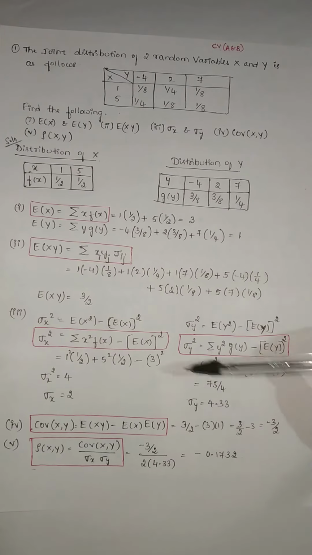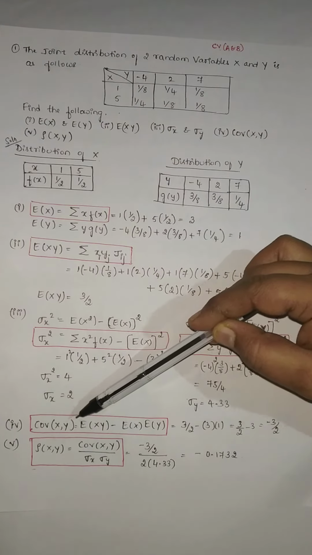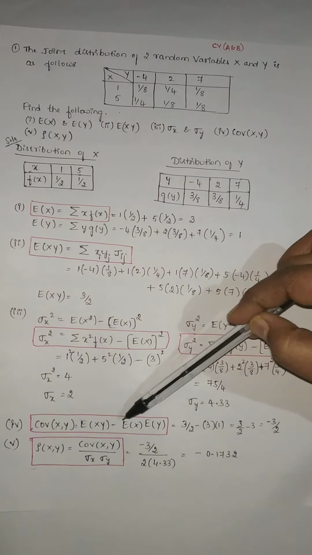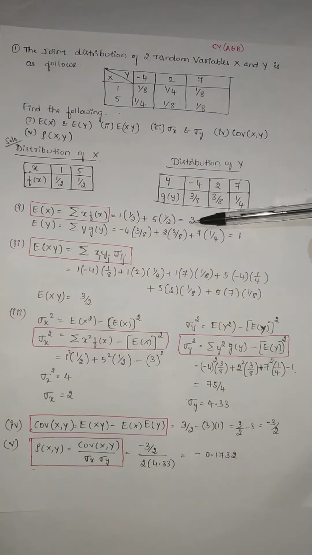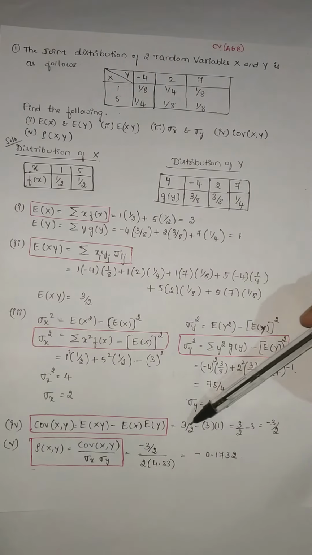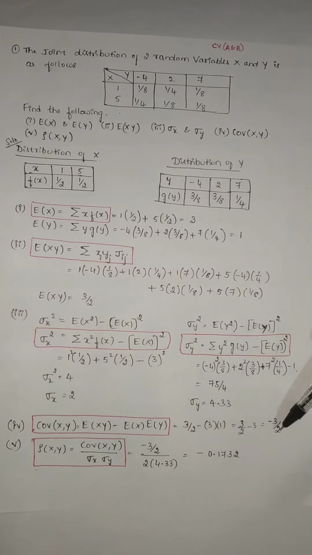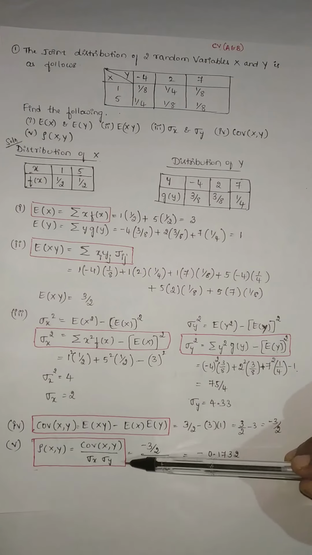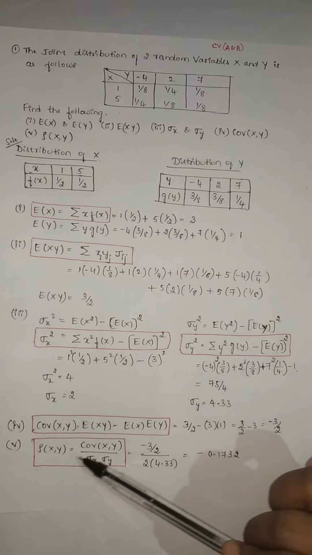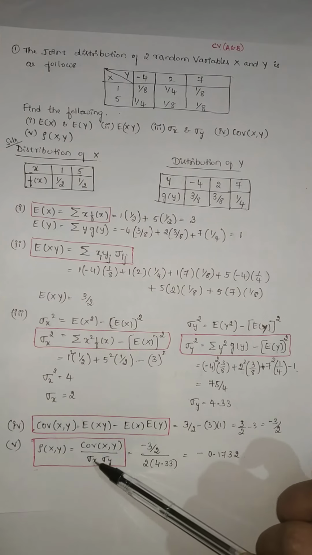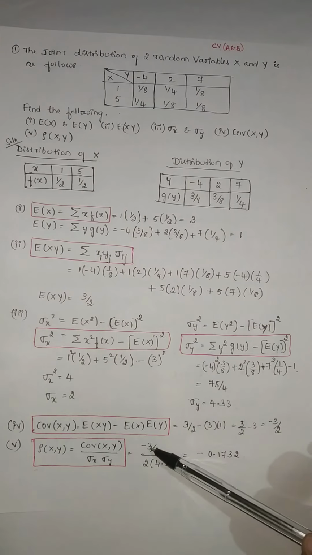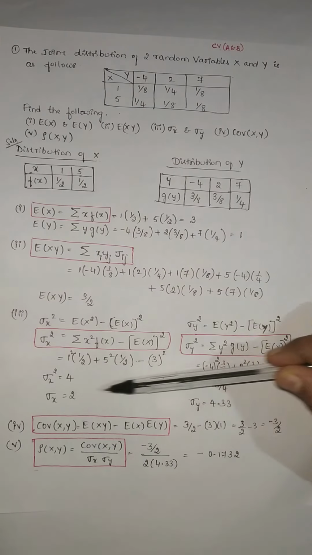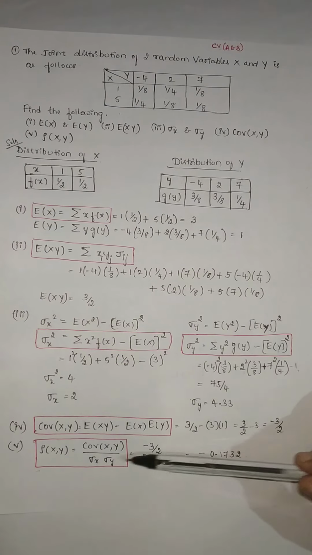Okay, and now write the formula for covariance of x and y, that is E of xy minus Ex into Ey. E of xy is 3 by 2, E of x is 3, E of y is 1. Now substitute and simplify to get minus 3 by 2. Next is to find the correlation of x and y, and the formula is covariance of x and y divided by sigma x into sigma y. The covariance answer is minus 3 by 2, that you substitute, and the sigma x and sigma y values are there. Now substitute and simplify to get minus 0.1732.